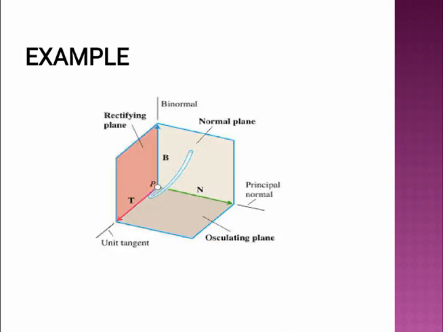For example, consider this figure. The curve passes through neighboring points which lie on the plane called the osculating plane. The intersection of the osculating plane and the normal plane gives the principal normal vector.